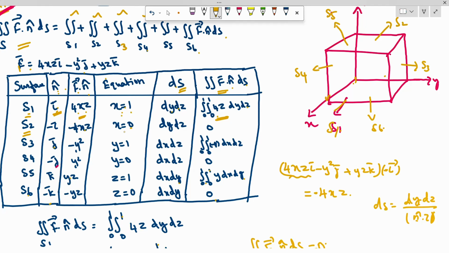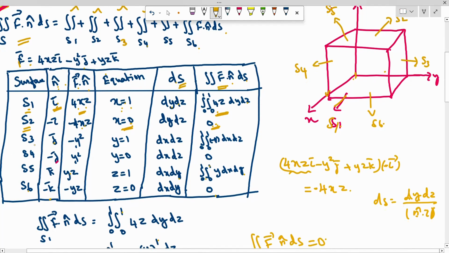4xz. Here x is equal to 0 because this one is the YOZ plane, the opposite side. Obviously x value here is 0 only. And also ds will be the same. Then here f dot n cap value is minus 4xz. Anyway, x is equal to 0 means we will get 0 here. Right, here 0.